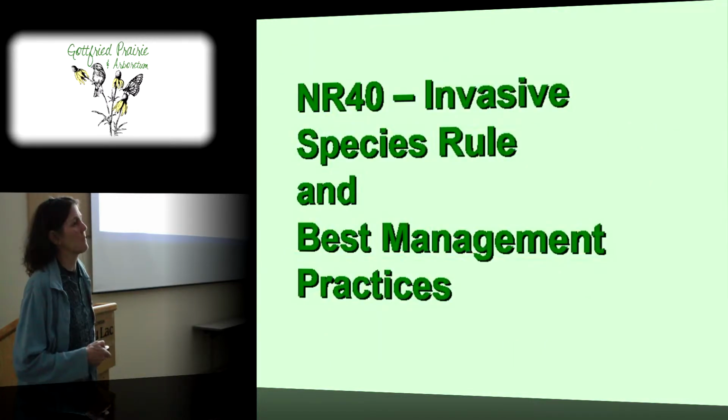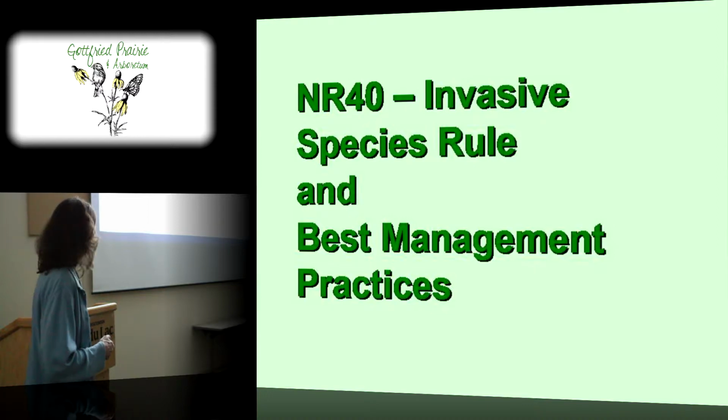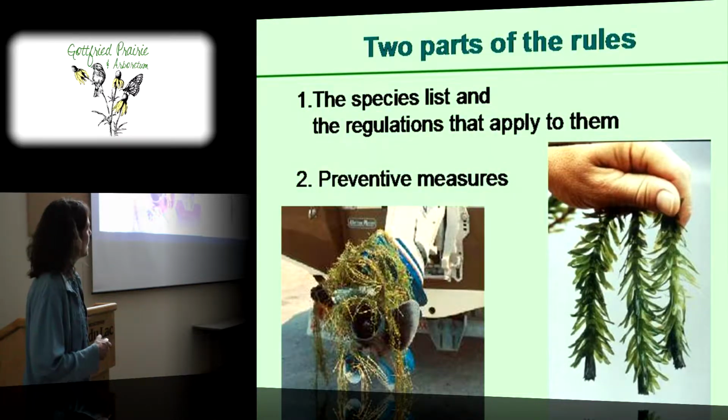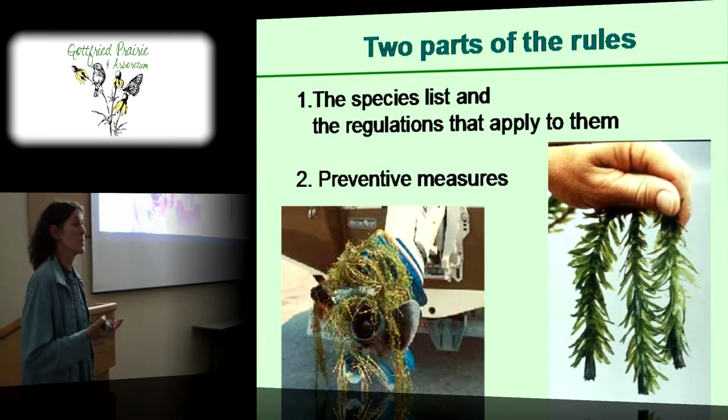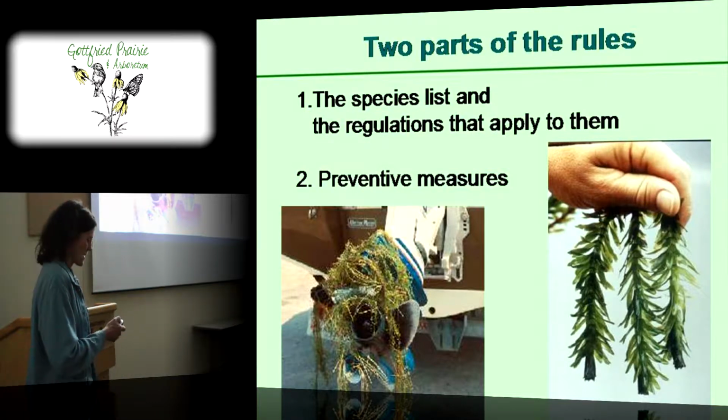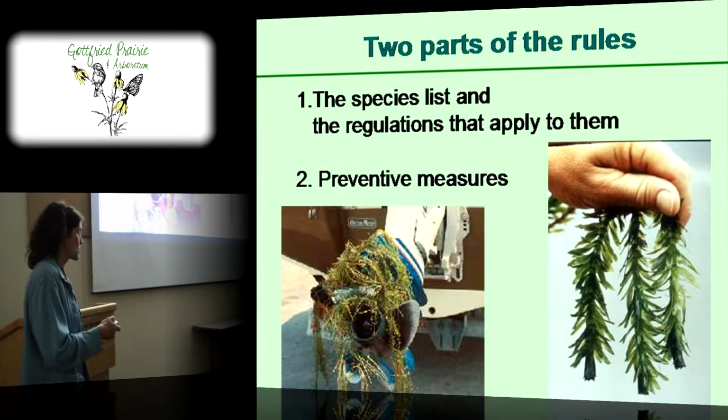Okay, I'm real quickly going to mention the invasive species rule and the best management practices. The invasive species rule was developed over 5 years. It went into effect in 2009. It's a pretty comprehensive rule, covers lots of species, and there's two parts to it. There's a list of species and then the regulations that apply to them, and there are preventative measures.